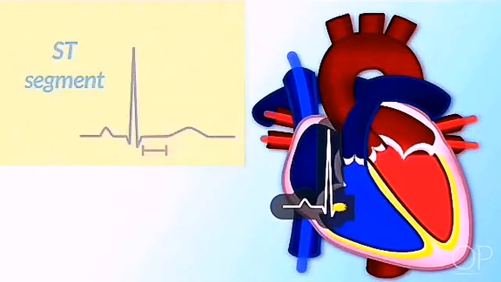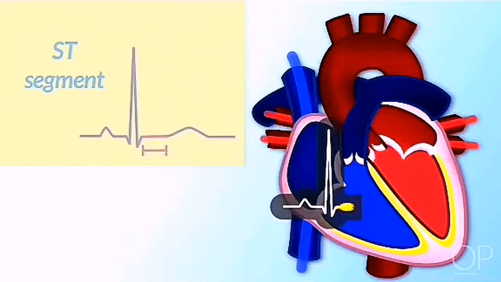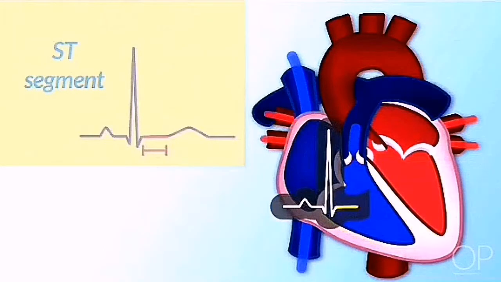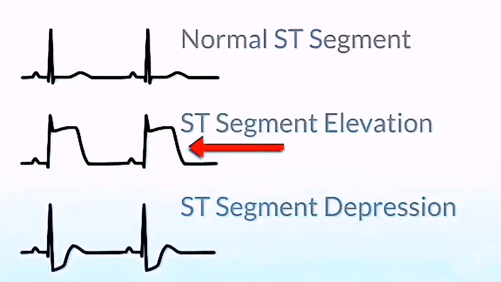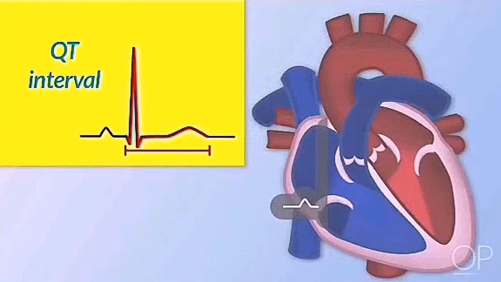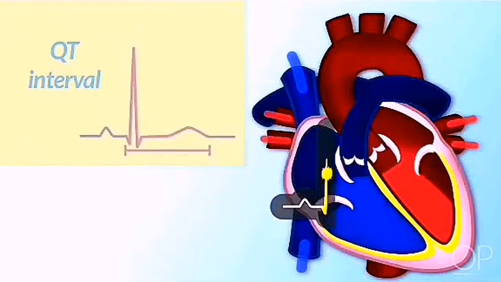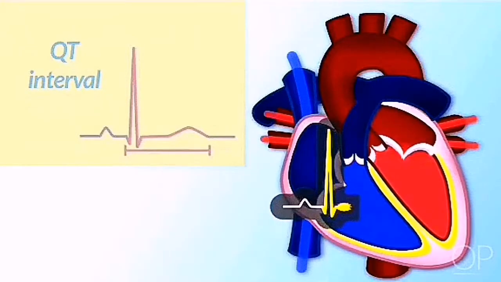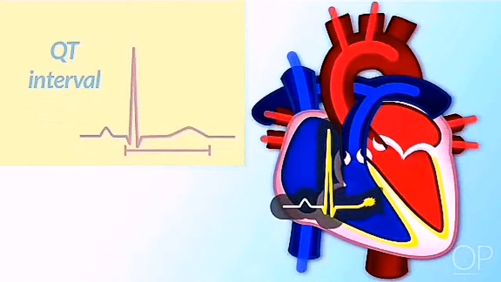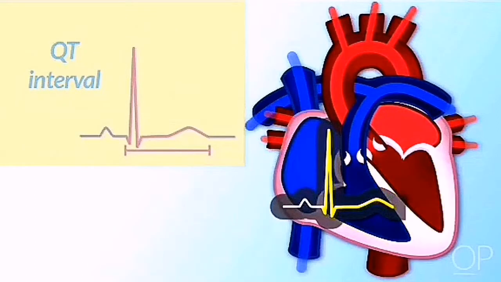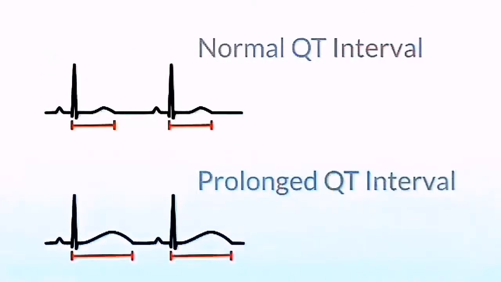The ST segment represents the period between ventricular depolarization and repolarization. Elevation or depression of this segment may indicate heart muscle ischemia. The QT interval represents the complete depolarization and repolarization of the ventricles. A prolonged QT interval is a risk factor for ventricular arrhythmias and sudden death.